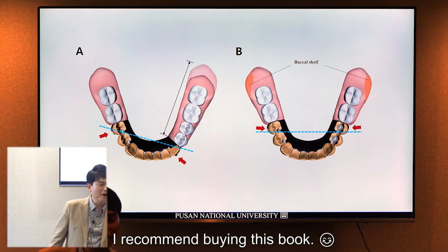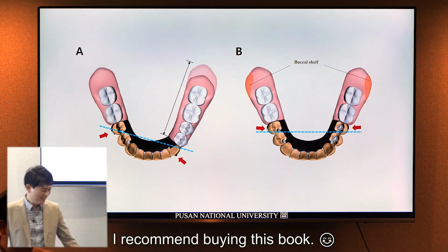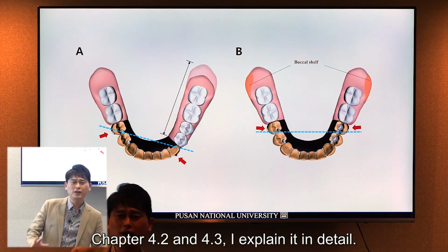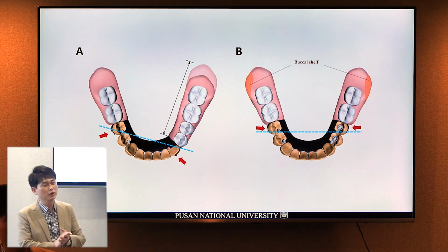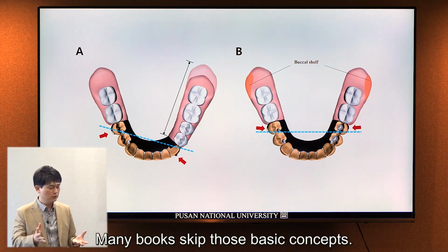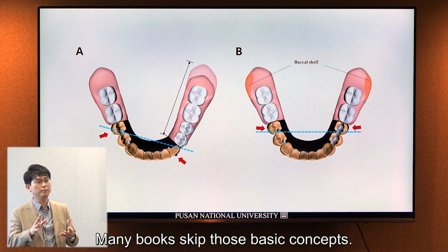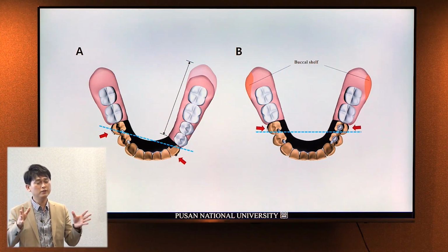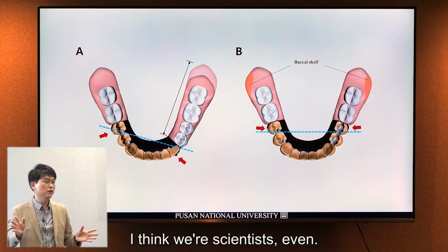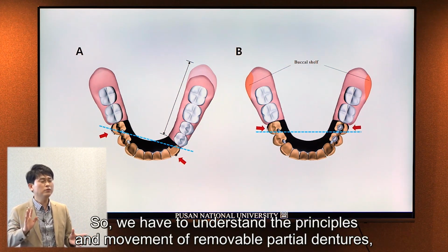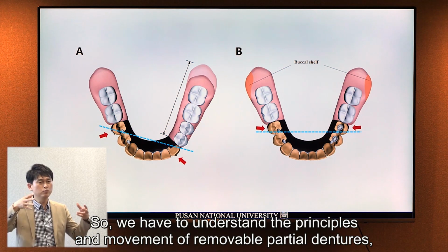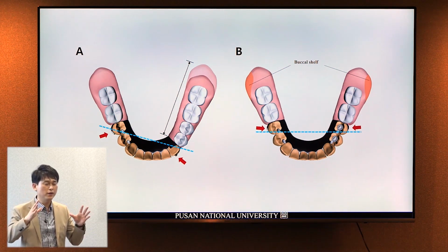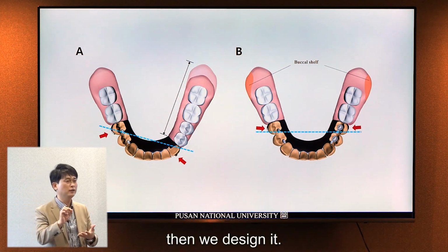I recommend buying this book. Chapter 2 and chapter 3, I explain in detail. So many books skip those kinds of basic concepts. We are dentists. We are doctors. I think that we are scientists. So we have to understand the principle and the movement of removable partial denture, and then we have to design.